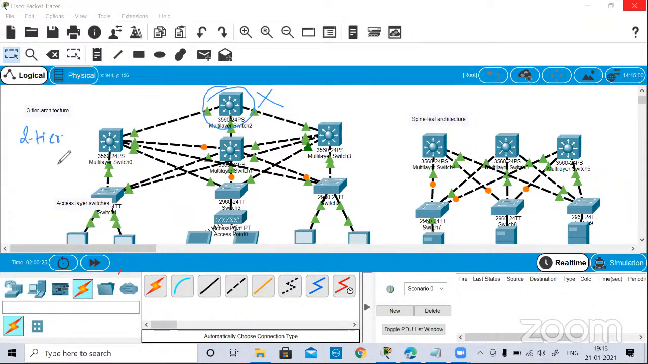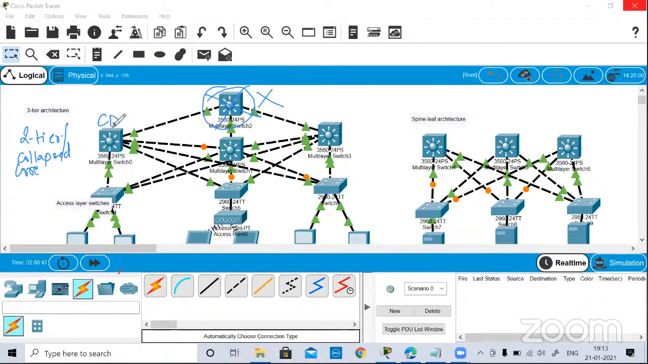Two-tier architecture is also known as the collapsed core architecture, whereby I just remove this and make this itself my core as well as the distribution layer switch. So when should you go for a two-tier or a three-tier? If you have a very small campus network to design, then definitely you will not go towards the core layer.